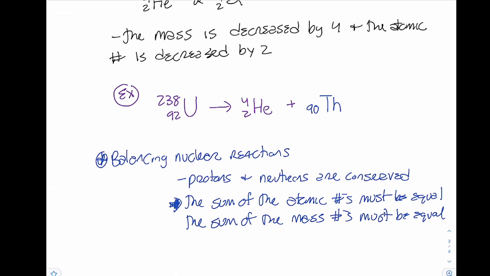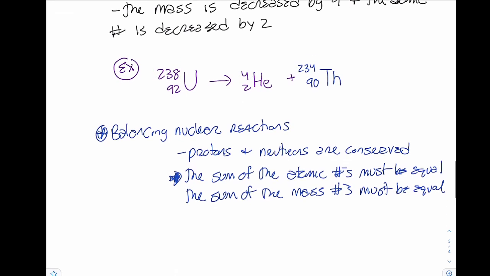And then for my mass number, this is a 238, this is a 4. 238 minus 4 gives me a 234. Again, 234 plus 4 equals 238. The sum of my mass numbers has to be the same on both sides of the equation.